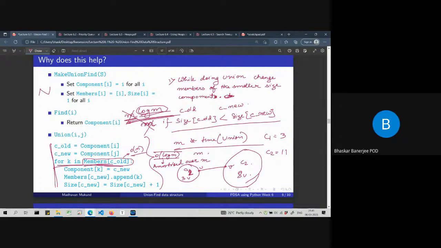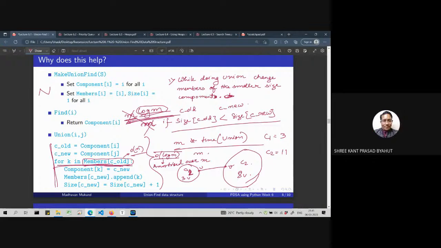See, you would be able to realize this. Initially you have separate vertices. So what is the size of each component at that point? One, right? All of them have only one vertex itself. It is growing. So how many times would this loop run in that case? In the first, only one time, because members of the component is only one.